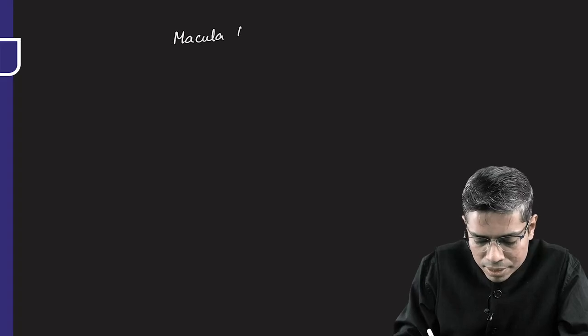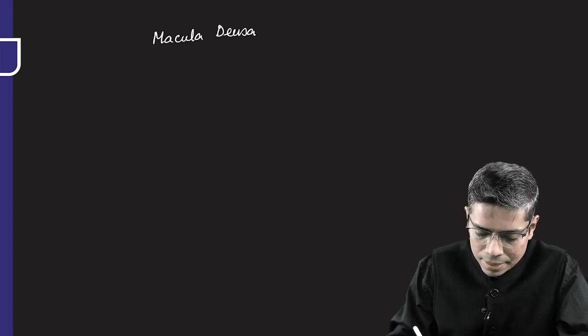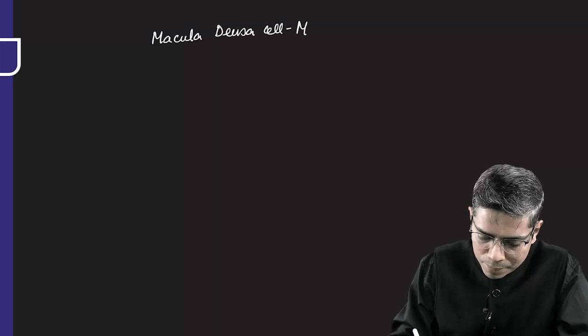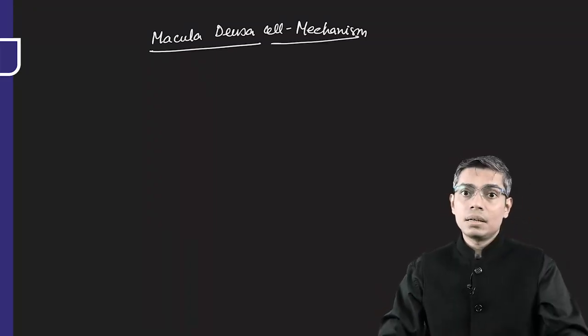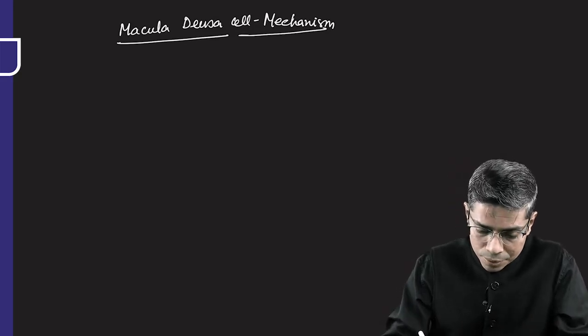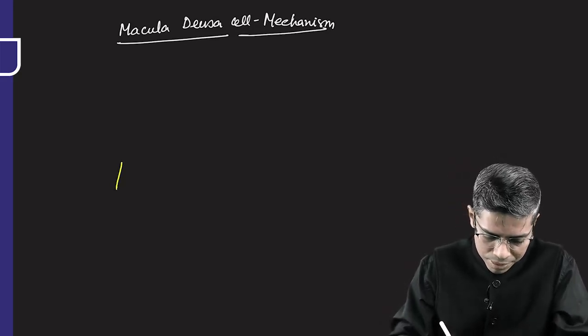Now after this JG cell mechanism, we are going to understand the mechanism which is operated at the level of the macula densa cell. Could you recall where the macula densa cells are located? They are columnar epithelium cells. So I am drawing one columnar epithelium cell.